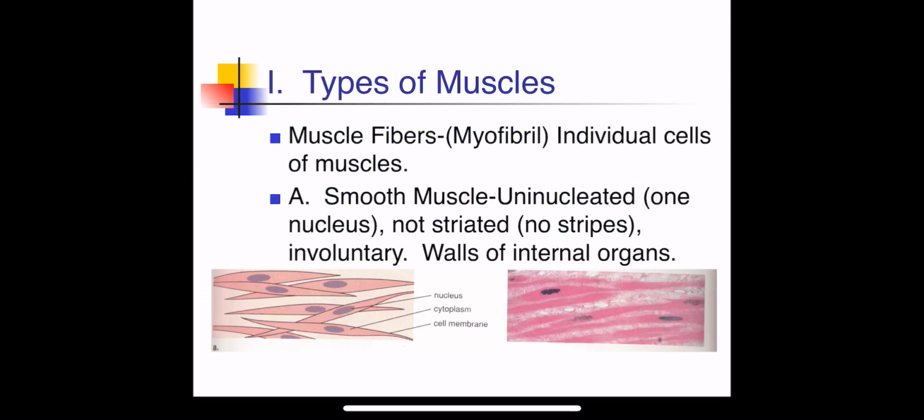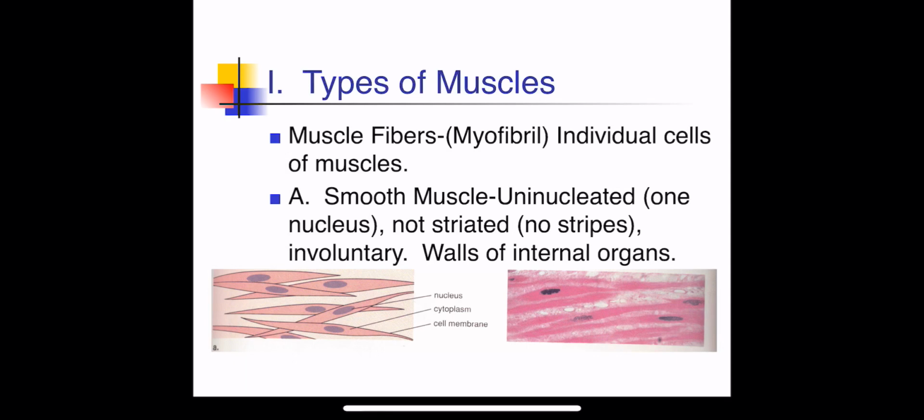Well, what exactly are muscles? Muscles are made up of muscle fibers called myofibril. Those are individual cells of your muscles. There are 3 different types. The first type is a smooth muscle. It's uninucleated. That means they have one nucleus. As you can see in these pictures, there's only one purple small nucleus found in each cell. There's no stripes. That means it's not striated.